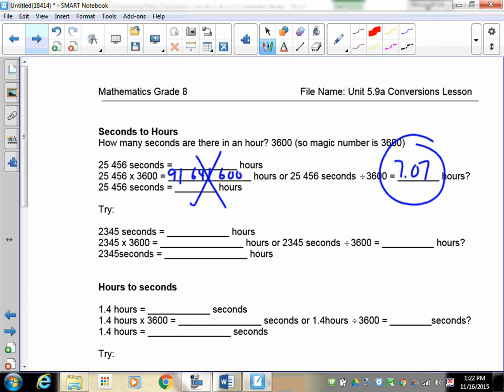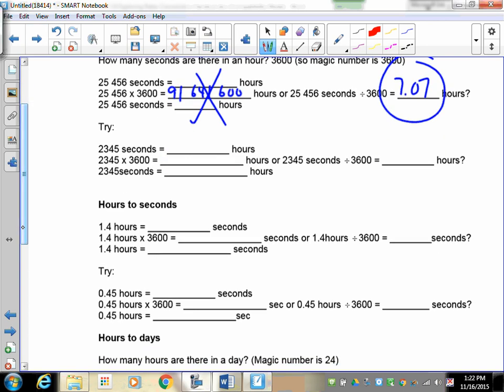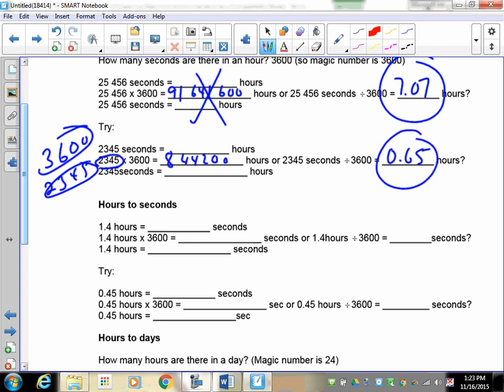Trying the next one, I already wrote the answers out for you, so I'll do it right for you. If you multiply, you get 8,442,000 hours, or you get 0.65 hours. Now remember that 3,600 is 1 hour, and so 2, 3, 4, 5, that's actually less than the 3,600, so you have to be less than 1 hour. So it has to be this one.